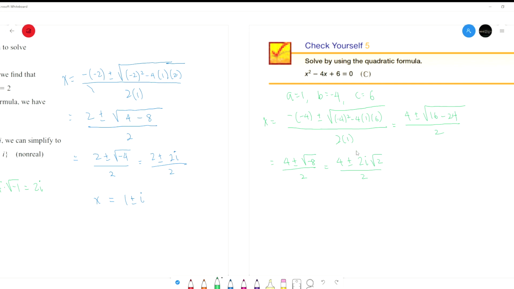As you can see, there's a common factor of a 2. So if I factor that out, I get 2 plus I root 2 over 2. And lastly, the 2 cancels out. So you have two solutions. 2 plus or minus, I forgot the minus sign there, I root 2 as your final answer. Oh, yeah, there you go. Any questions?